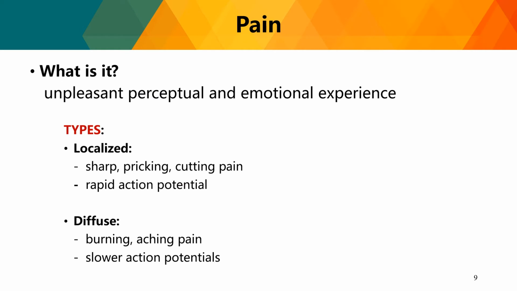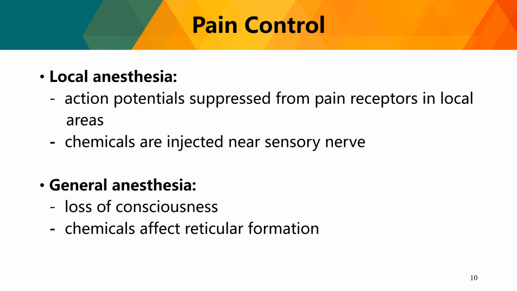For pain, this is actually an unpleasant perceptual and emotional experience, and there are two types. It can be localized, like sharp, pricking, cutting pain, which has rapid action potentials, or it can also be diffused, like burning, aching pain, with slower action potentials. For pain control, you have your local anesthesia. Its action potential is suppressed from the pain receptors in local areas, and chemicals are injected near your sensory nerves.